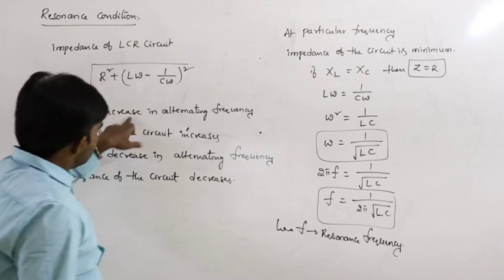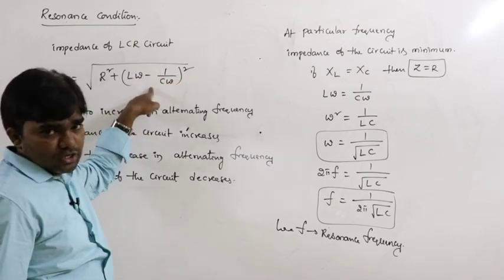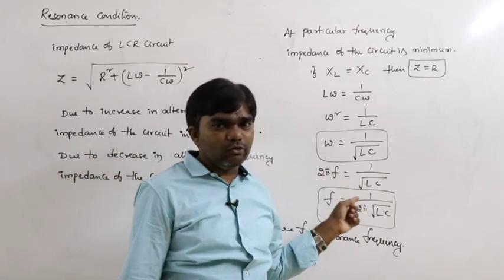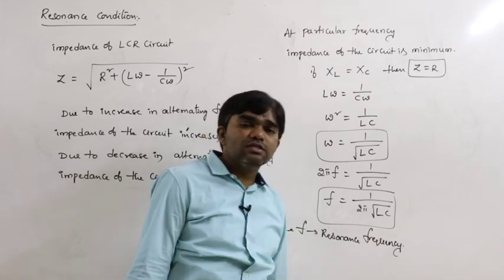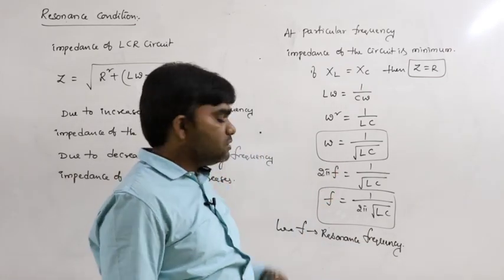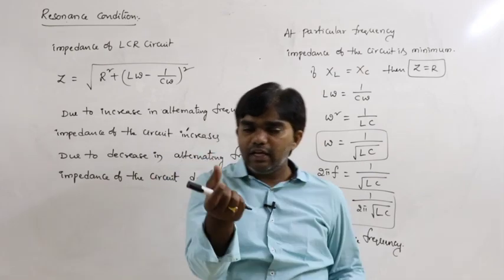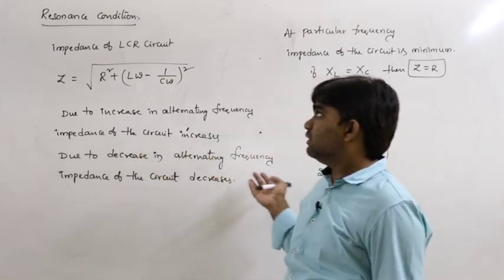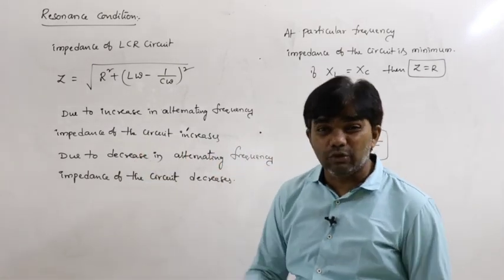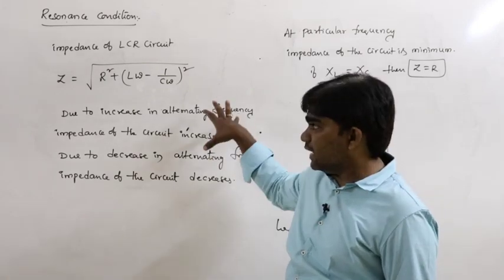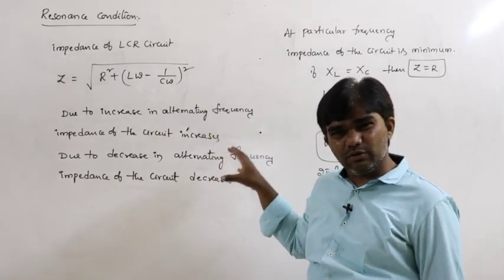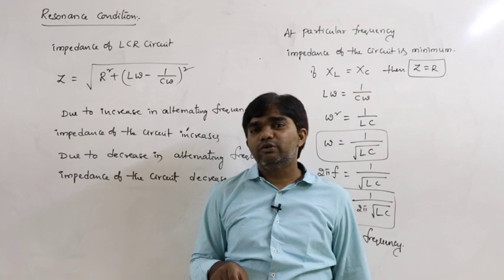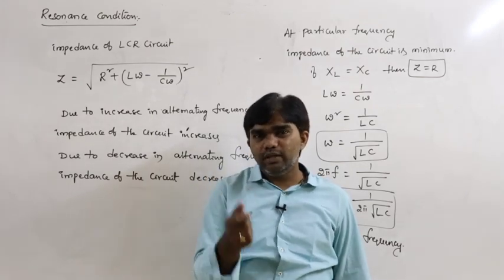So, due to increase in f, impedance increases, and due to decrease in f, impedance decreases. But at a particular frequency, the impedance of the circuit is minimum. That frequency is called the resonance frequency. That is why these are called resonance circuits. If LCR circuits are designed like this, those are called resonant circuits, and these resonant circuits are used in tuning circuits, such as TV tuning.